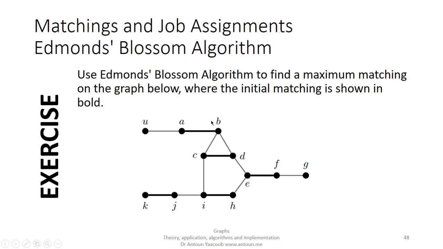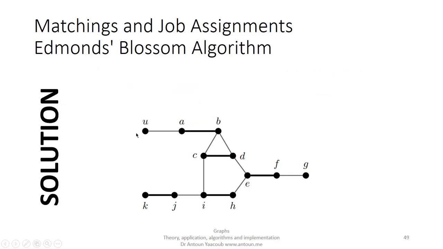So obviously, yes, I can find two alternating paths. One is odd and the other is even. So I can consider UABC and UABDC. So one is odd, one is even. So we know that the stem is equal to UAB. So B is the base and BCD is the blossom. So I have identified the blossom.